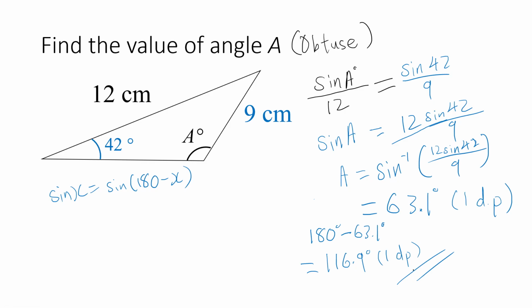So just remember, if you look at a triangle and the angle they want to find is obtuse, then you need to do 180 minus 63.1. So just use your visual perception. Is this more than 90? If it is more than 90 and you get a number that's smaller than 90, just take 180 minus the answer. And you should be good.